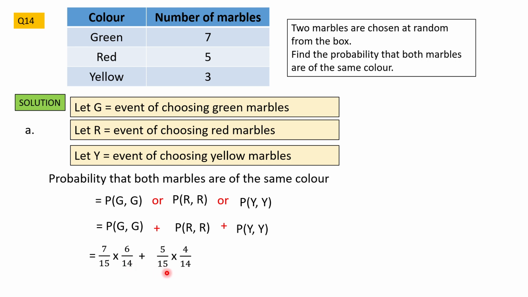Or it can be P red and red, probability of red and red marble. So probability red for the first time will be 5 over 15 times reduce by 1, so 4 over 14. Or for yellow marbles we have 3 over 15 times, for the second pick yellow left only 2 over total marbles 14, so 2 over 14. Simplify and you'll be able to get the answer as 34 over 105.